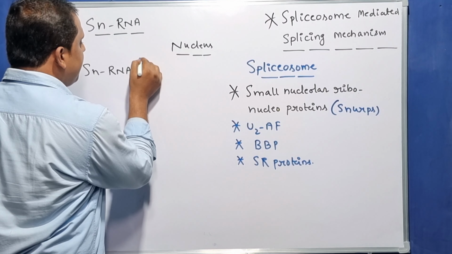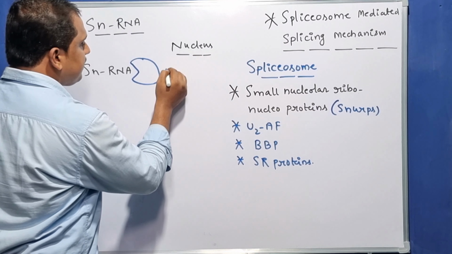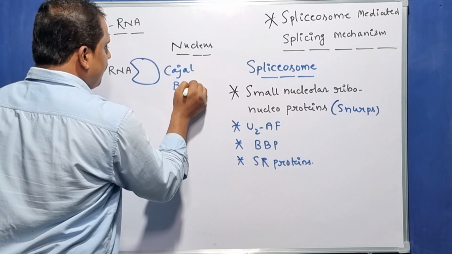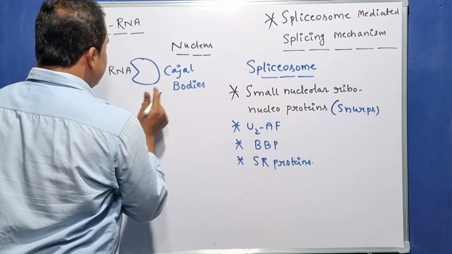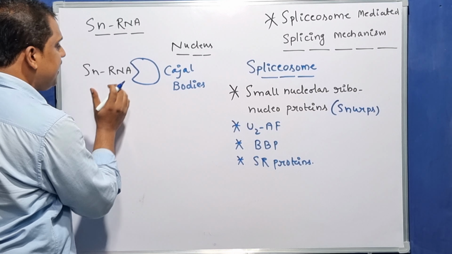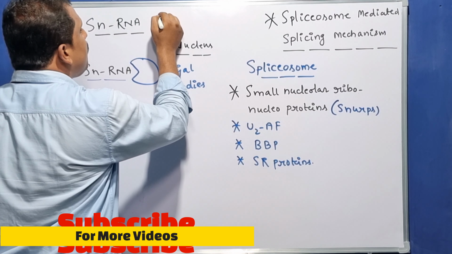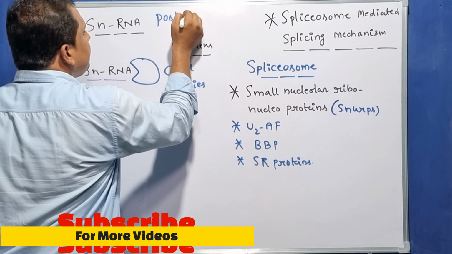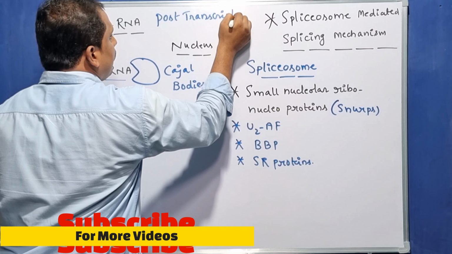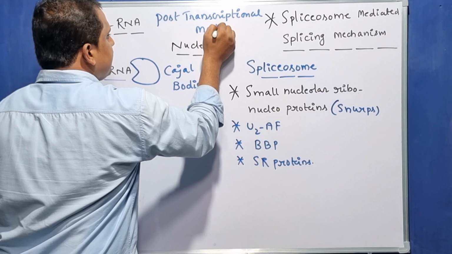So here let us assume it as the Cajal body, right? Cajal bodies. So once the snRNA remains in association with the Cajal body, under such condition, the snRNA undergoes post-transcriptional modification. Post-transcriptional modification.